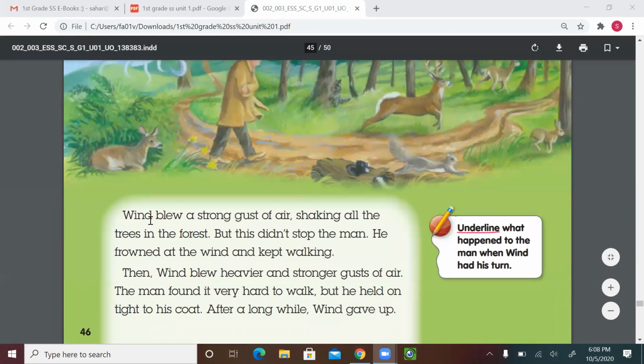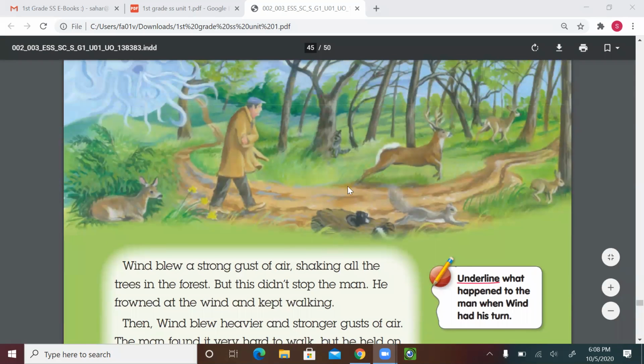The wind blew strong gusts of air, shaking all the trees in the forest. But this did not stop the man. He frowned at the wind and kept walking. Then the wind blew heavier and stronger gusts of air. The man found it very hard to walk, but he held on tight to his coat. After a long while, the wind gave up.